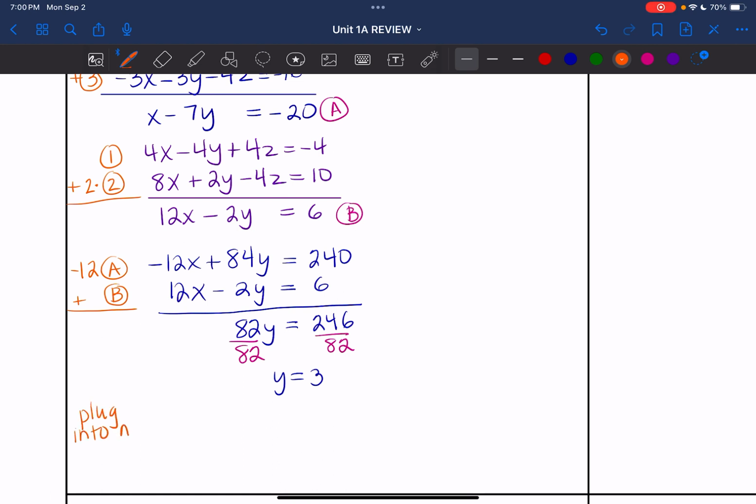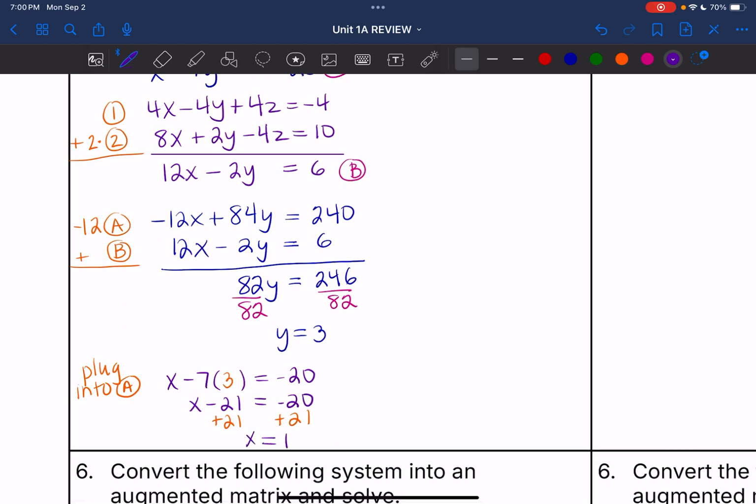So plug into A. We would have x minus 7, and then I'm going to leave a space because we know what y is. Y is 3 equals negative 20. So x minus 21 equals negative 20. And if I add 21 to both sides, x equals positive 1.